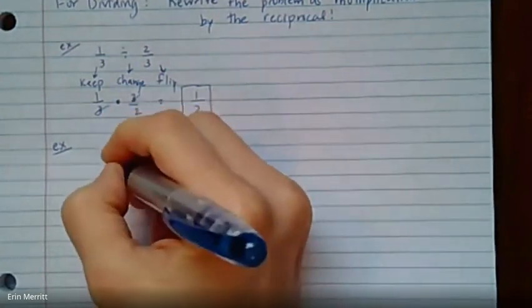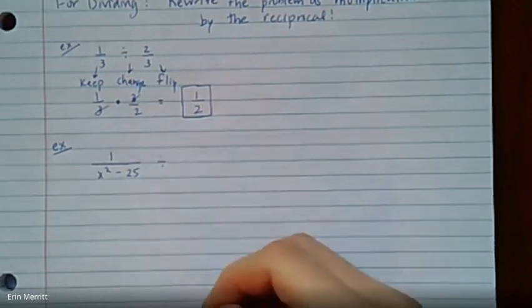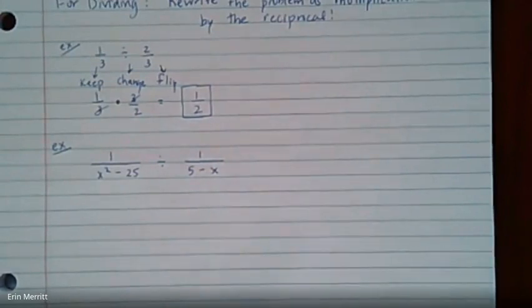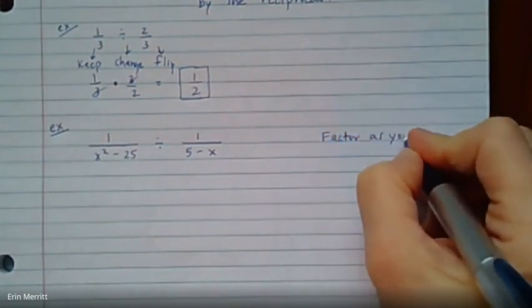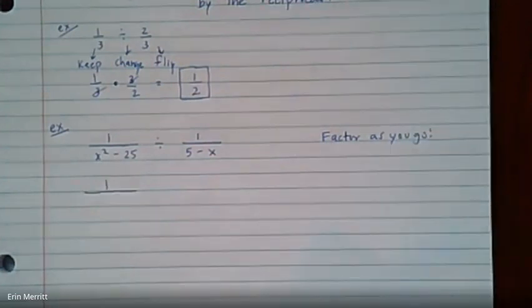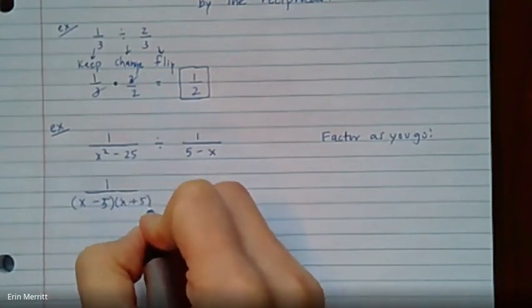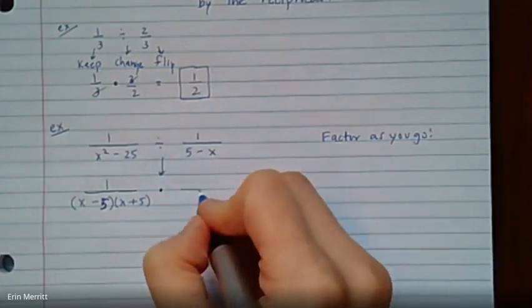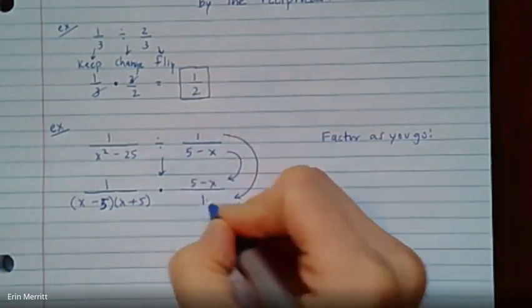If I give you one last one here, 1 over (x squared minus 25), and then divided by 1 over (5 minus x). Right? All you have to do, keep the first part, but factor it. Right? So factor kind of as you go. Let's factor it. x minus 5, and then x plus 5 for that first part. That's difference of squares. Change that to multiplication. Flip this guy over. So that's now coming to the numerator. The 1 now comes down to the denominator.